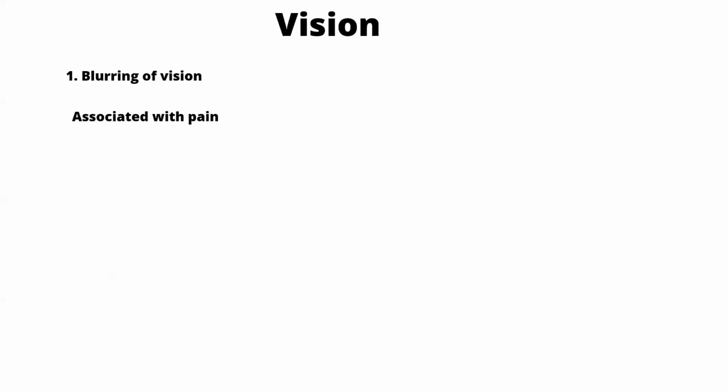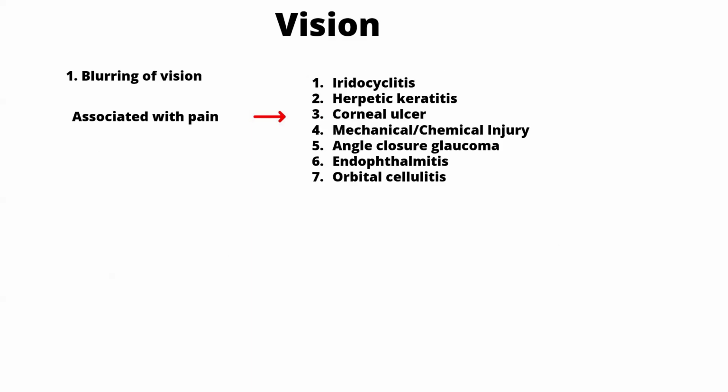Now, blurring of vision can also be associated. What are the associations of blurring of vision? It can be associated with pain. So when you see blurring of vision associated with pain, think of iridocyclitis, herpetic keratitis, corneal ulcer, mechanical or chemical injuries, angle closure glaucoma, endophthalmitis or panophthalmitis and orbital cellulitis. The blurring of vision can be varied, from mild blurring of vision in iridocyclitis to severe, almost PL negative blurring of vision in case of orbital cellulitis.